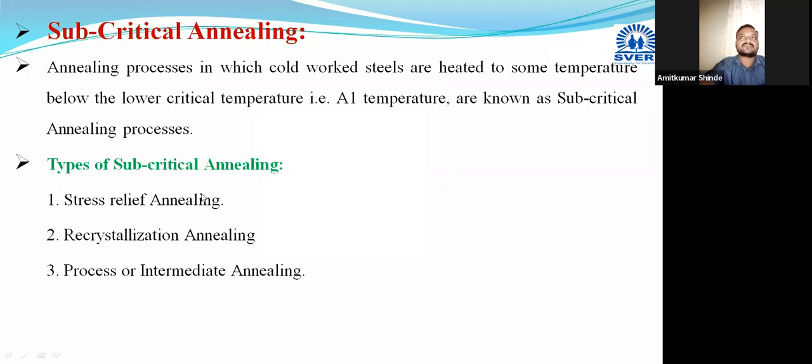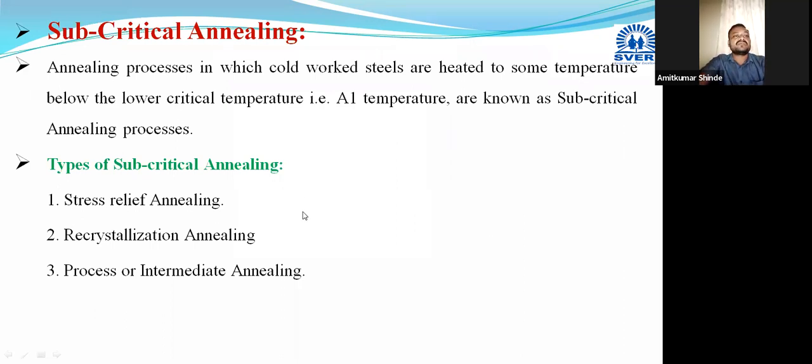I'll repeat it again. In this recrystallization annealing, the steel component is heated above 600 degrees Celsius, that is above the recrystallization temperature of steel, and below the A1 temperature, that is the lower critical temperature, below 727 degrees Celsius. The generally used temperature range is 600 to 675 degrees Celsius. The component is held at that temperature for 1 to 2 hours, or this time may change depending on the shape and size or composition of the component. And then we are cooling it.